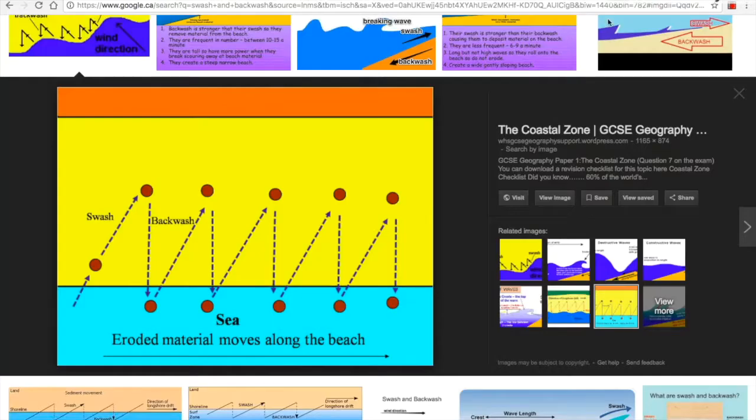I've mentioned it earlier, and that was swash and backwash. When talking about waves, they come in on an angle. So the waves, as you can see here, come in on an angle, but then the backwash comes vertically. The swash is the upward angular movement, and the backwash is the retreat to the sea. This angular movement is longshore drift, and this erodes material and moves it along the beach.